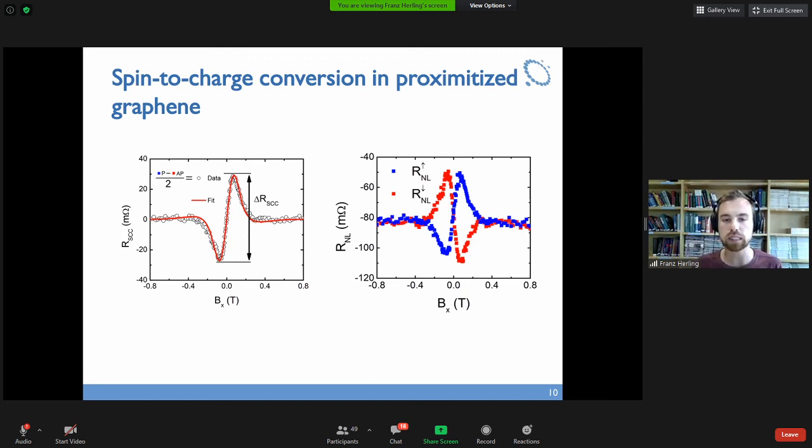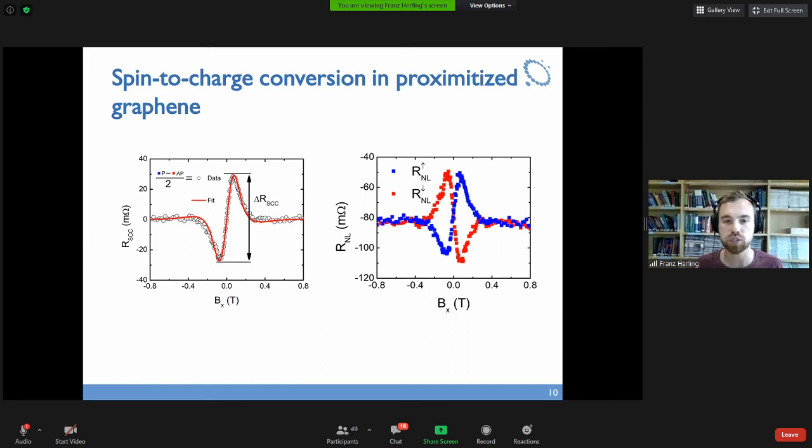So you can easily distinguish between spin Hall effect in graphene and the other two effects. What you cannot do in this measurement configuration is distinguish between spin Hall effect in the TMD and Rashba-Edelstein effect at the interface, because those two have the same symmetry.